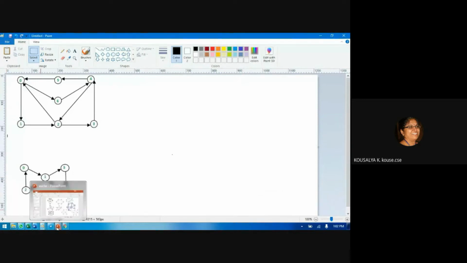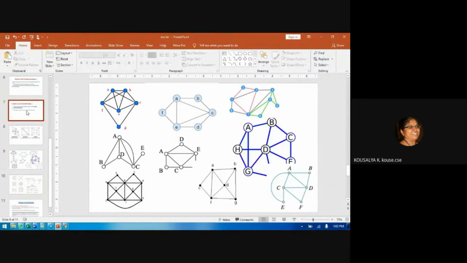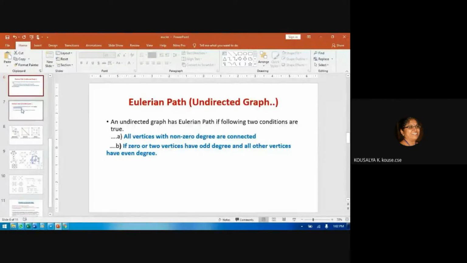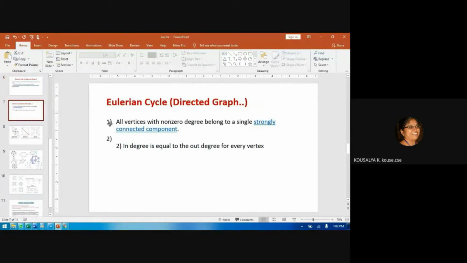If it is a directed graph, we have to mention the Euler path and Euler graph conditions. All vertices with non-zero degree belong to a single strongly connected component. That means all must be connected. That is what strongly connected means, which we'll discuss later. If you are having a path, then the in degree is equal to the out degree of every vertex.